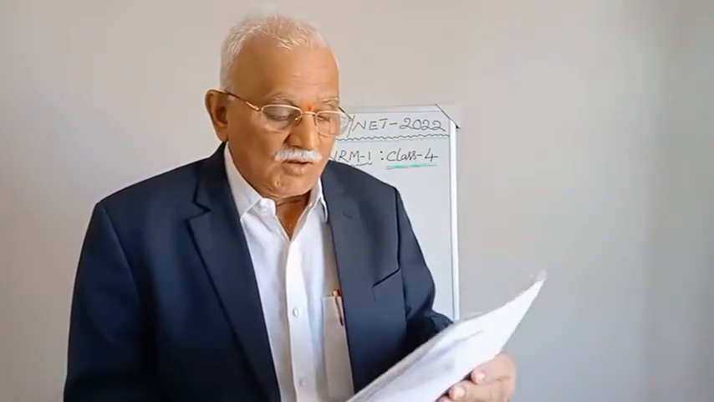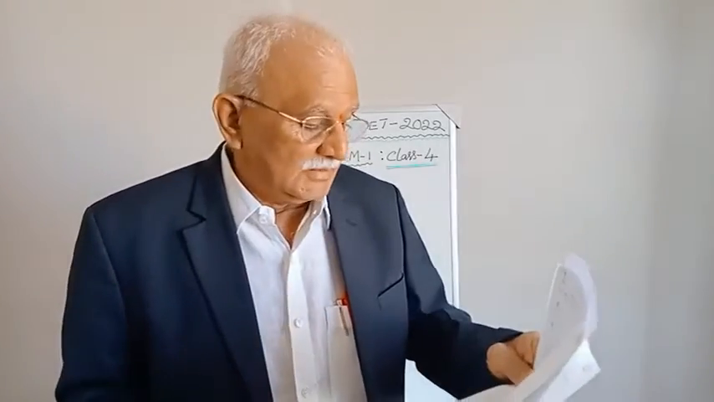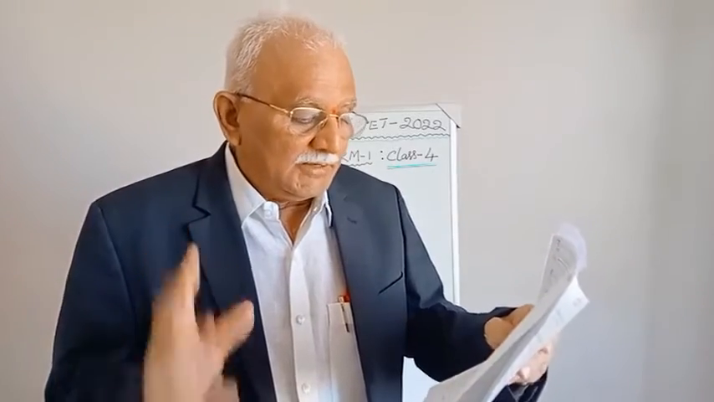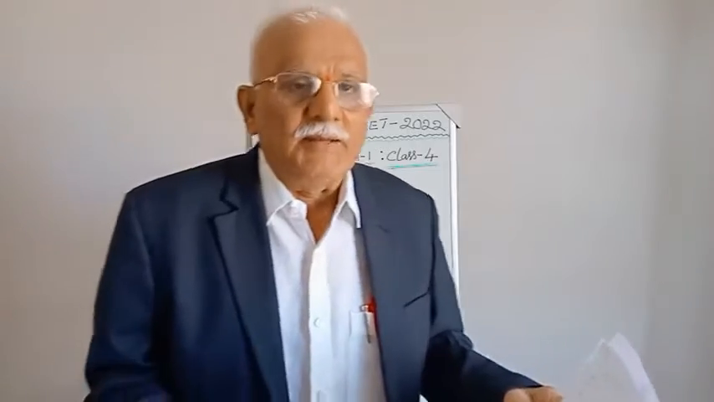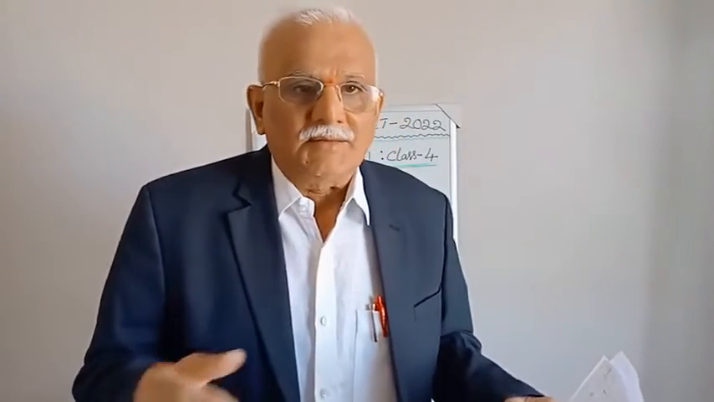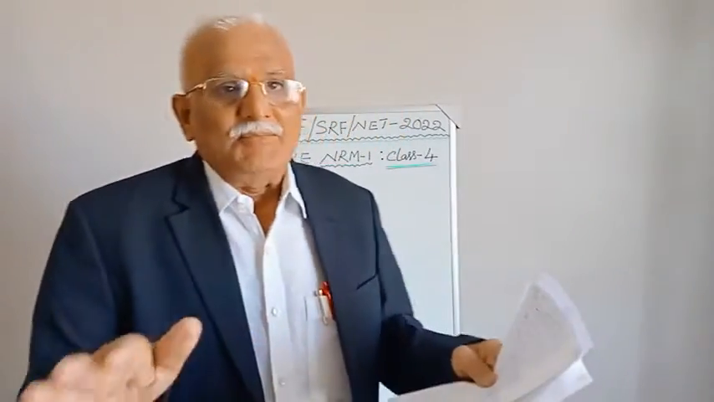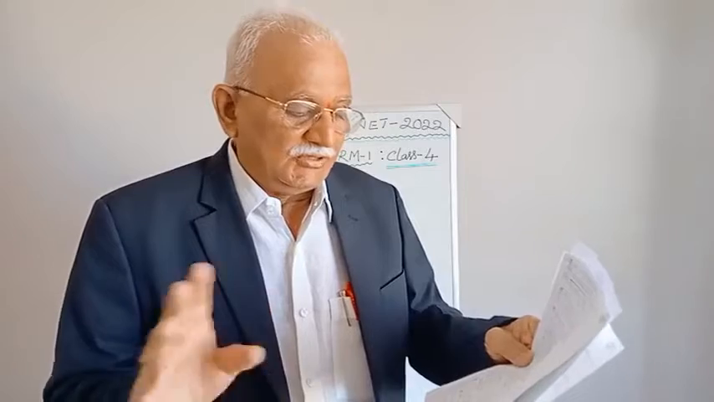Now arrange the following according to the wind speed. A, cyclonic storm; B, deep depression; C, depression; D, low pressure. Usually the answers are given as 1, 2, 3, 4. So all the 4 we have to arrange in order, A, B, C, D.